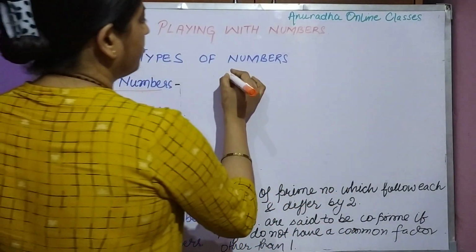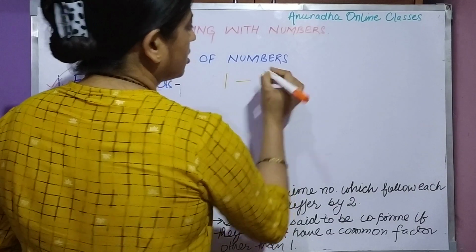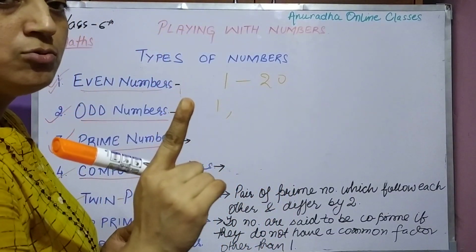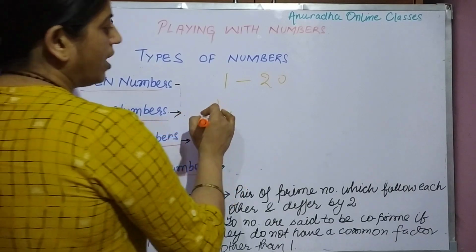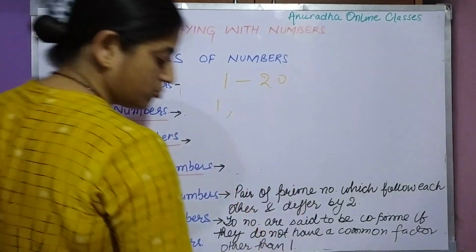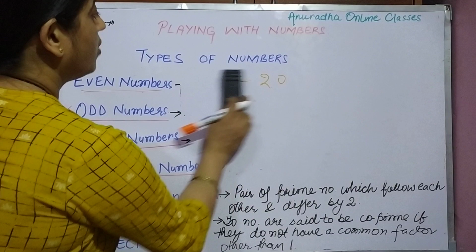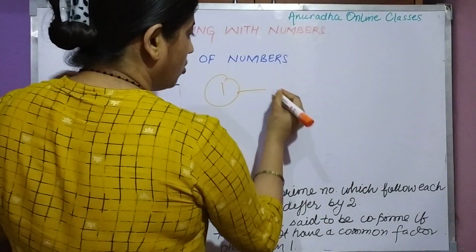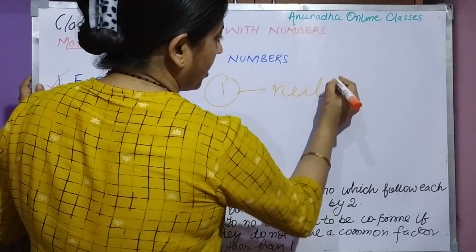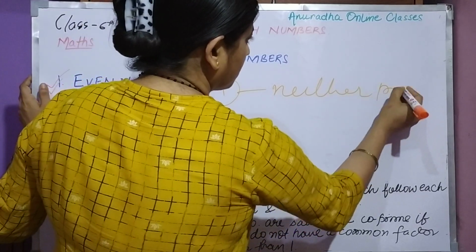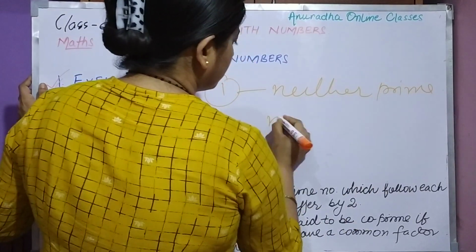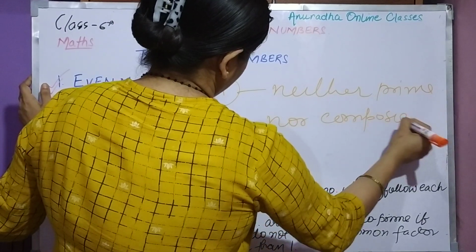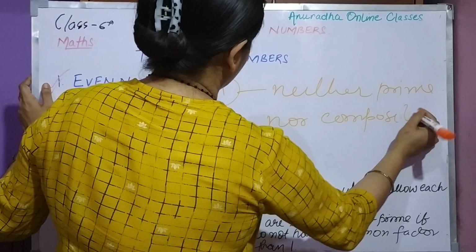Suppose I have written all the prime numbers from 1 to 20. See, 1, 2... 1 is neither prime nor composite. Before this I just told you one important number is there, that is 1. 1 को हम कहते हैं it is neither prime nor composite.